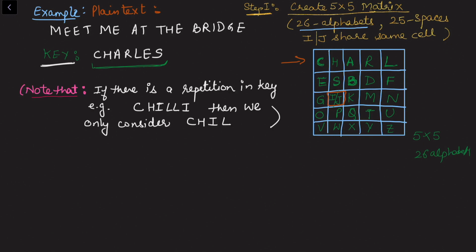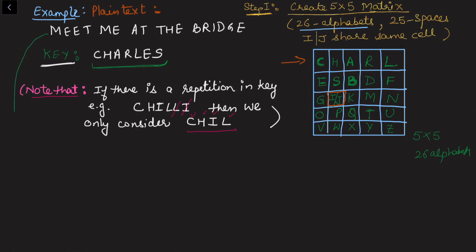Note that if there is a repetition in the key, for example, if I have considered the key as CHILI, then we can only consider CHIL. So leave the repeated letters. If, for example, I is repeating, pick up only the letters that occur once. So here I have considered C, H, I and L. So consider letters only once.